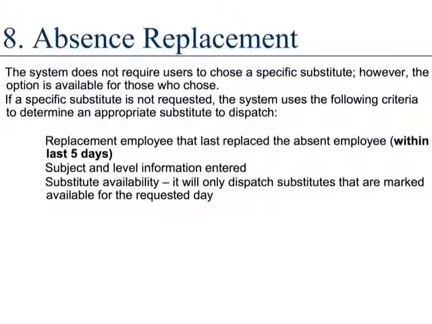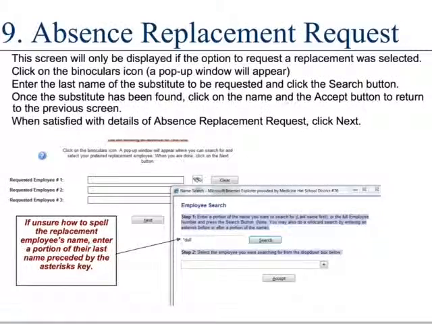If a specific substitute is not requested, the system looks at different criteria to determine the best substitute match. It looks at the replacement employee that last replaced the absent employee within the last week. It also looks at subject and level information that is entered by the absent teacher. And finally, it looks at substitute teacher availability. Substitute teachers will manage their profile within the leave management program to identify dates that they will be available for substitute teaching. If an absence is at a time that they have marked to be unavailable, the system will not call them.